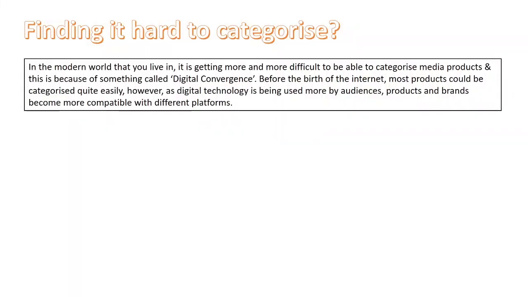So you're probably finding it quite hard to categorise different products into different sectors. The reason that you're finding it difficult is because when the internet came along, most products started to utilise the internet. So film trailers would be put online on places and platforms like YouTube, and this is down to something called digital convergence. As technology grows and we have different types of technologies, these converge into sort of one form.